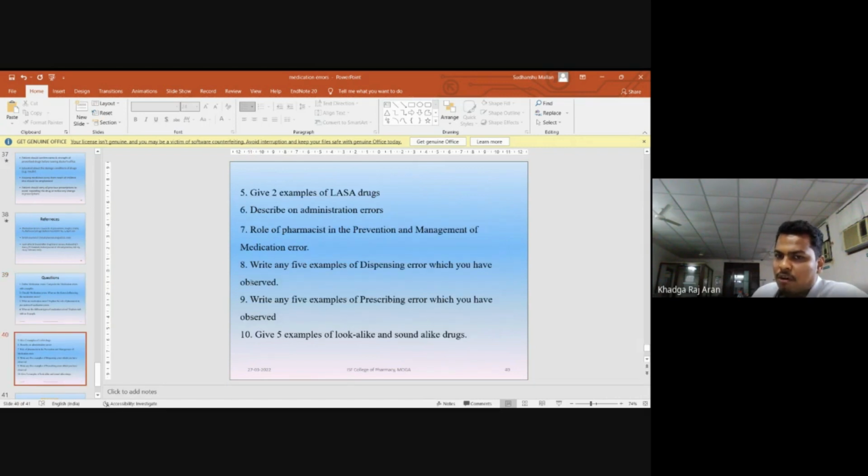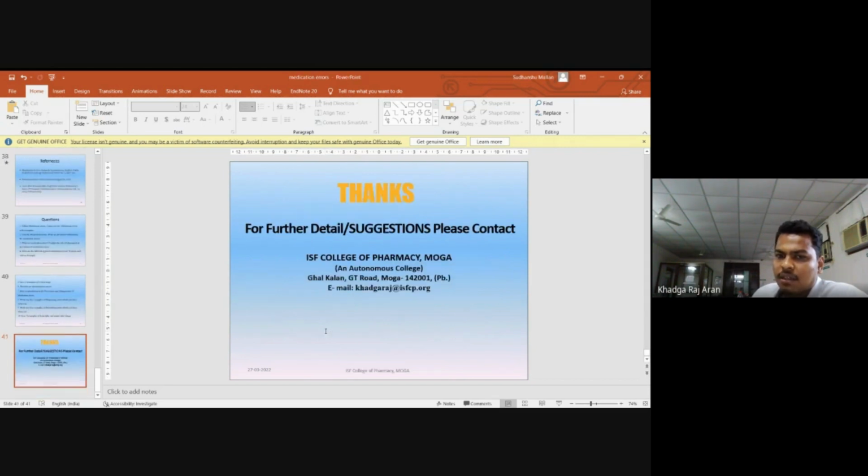Give two examples of LASA drugs. Describe the administration type of errors. Role of pharmacy in the prevention and management of medication errors. Write any five examples of dispensing type of errors. Give five examples of LASA drugs.